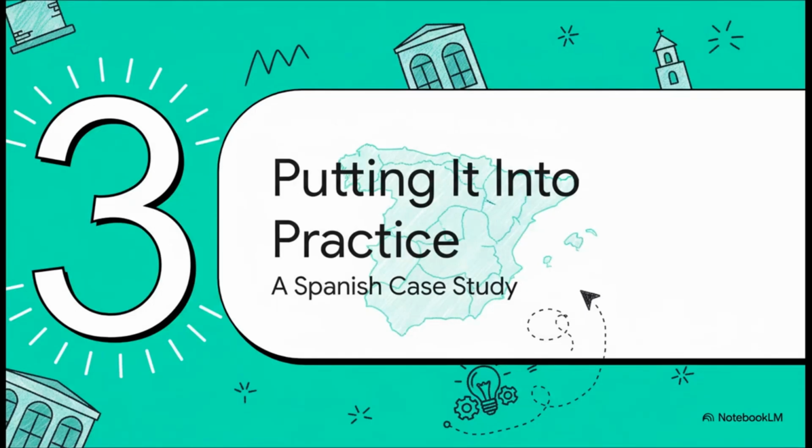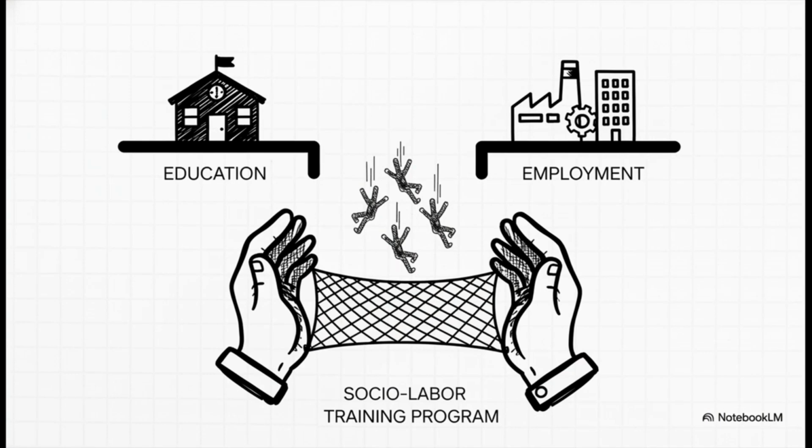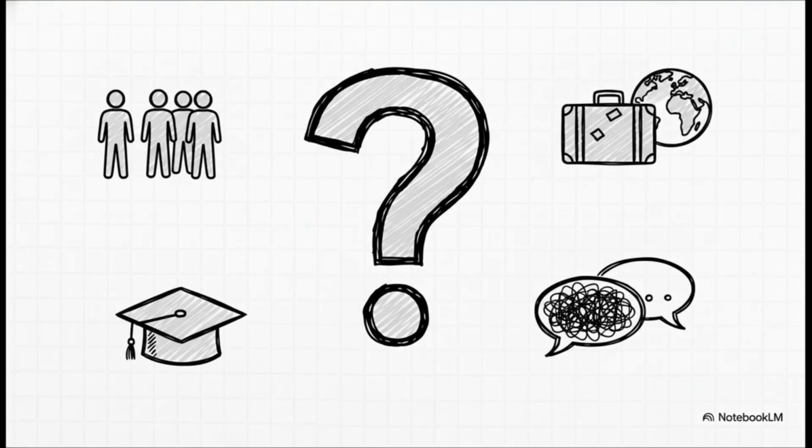Okay, so theory is great, but how does this stuff actually work in the real world? Let's take a look at a fantastic case study from the pilot program in Spain to see how these first 2 steps really connect on the ground. So the setting for this course was a program focused on socio-labor training. It was specifically created for young people who were kind of falling through the cracks of the formal education and employment systems. First things first, the educators did exactly what step 1 asks.